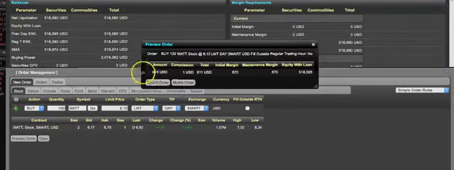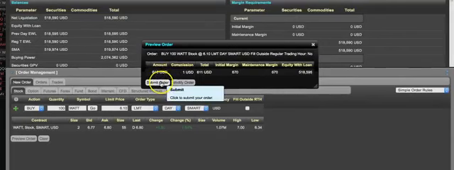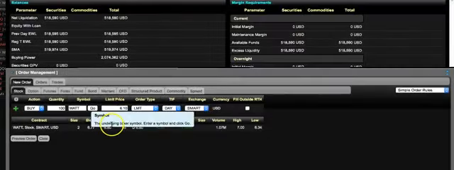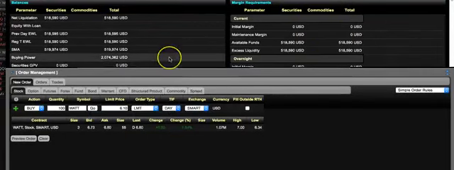But here's what I would do. Preview the order. My commission would be $1 on this one because I'm only showing 100 shares. But this is what I would do. I would put in my order and I would click submit order. That is how you put in an order on Interactive Brokers WebTrader. They have many other softwares. WebTrader is free. It's very basic. It's web-based. This is what I use.